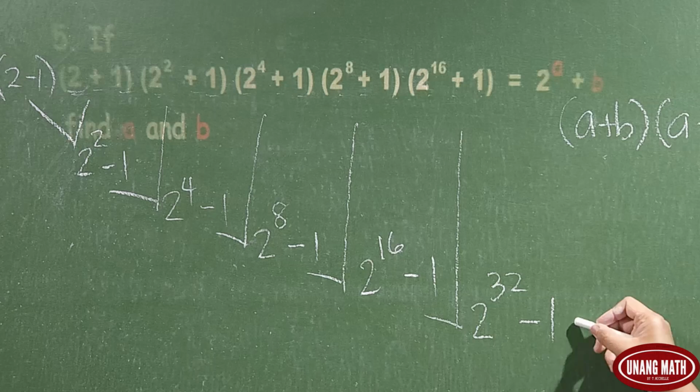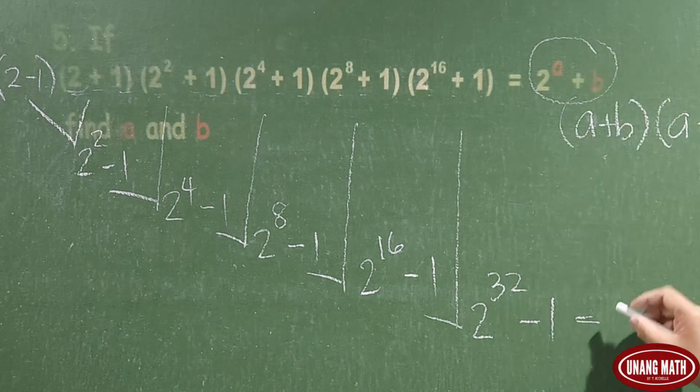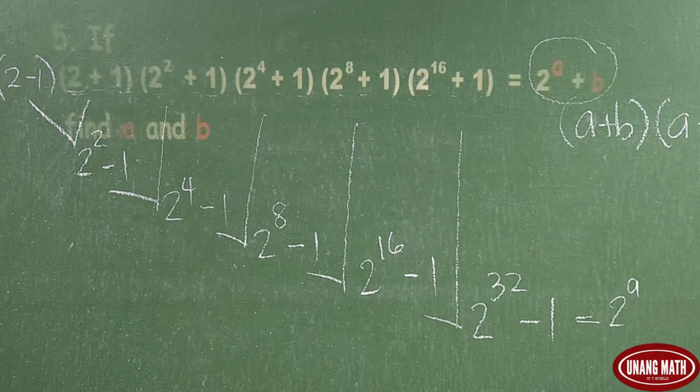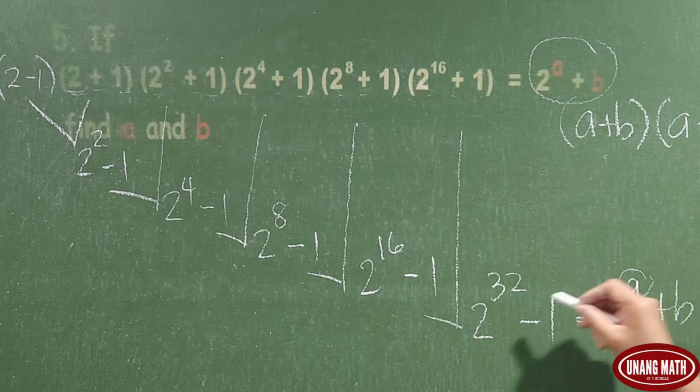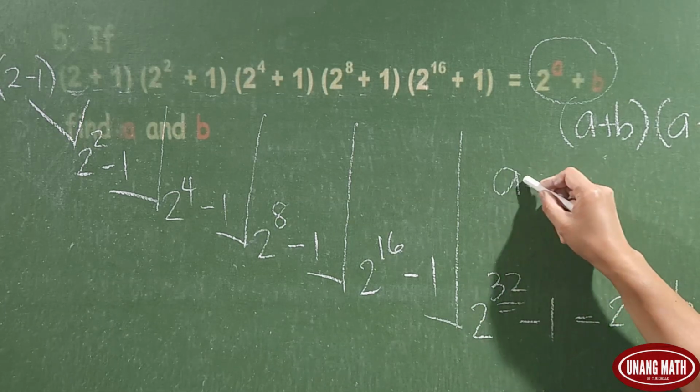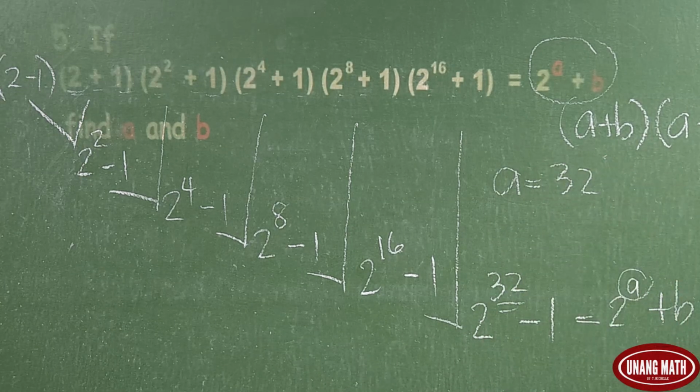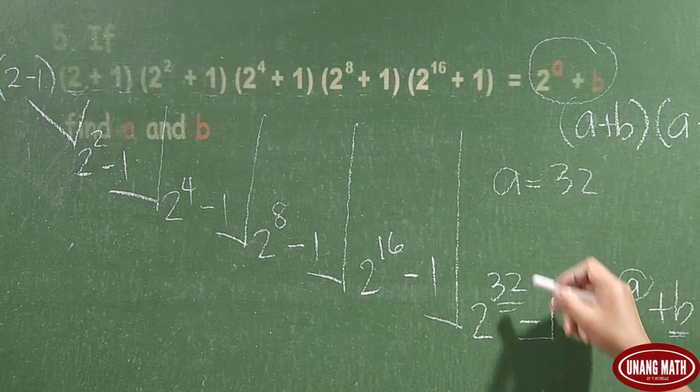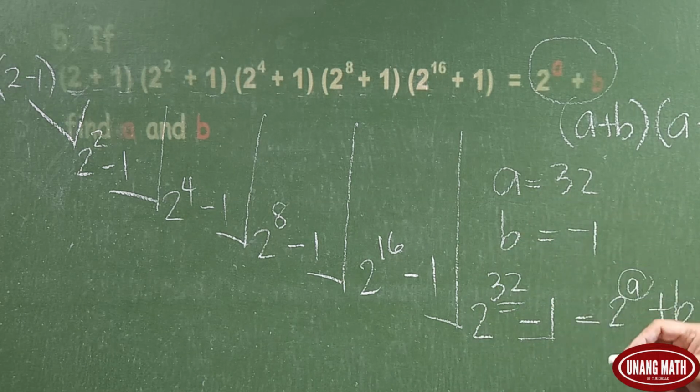And this expression is equal to 2 raised to the power of a plus b. So it means the value of a is 32. So a is 32. The value of b is negative 1.